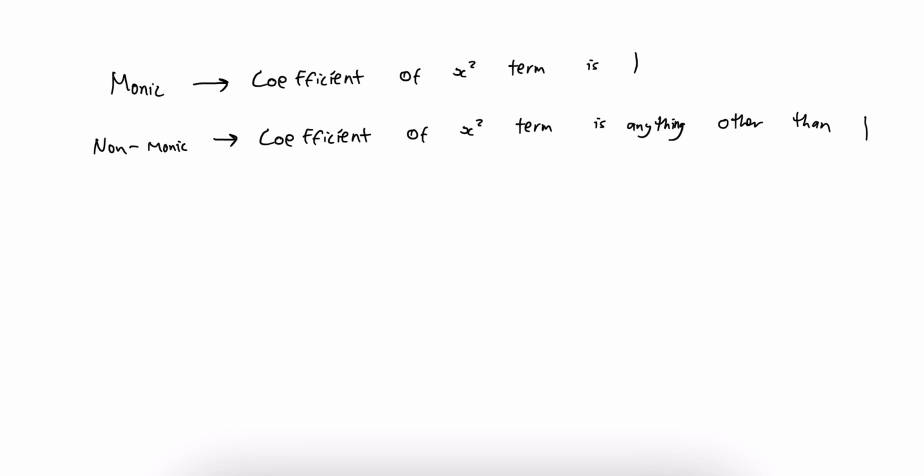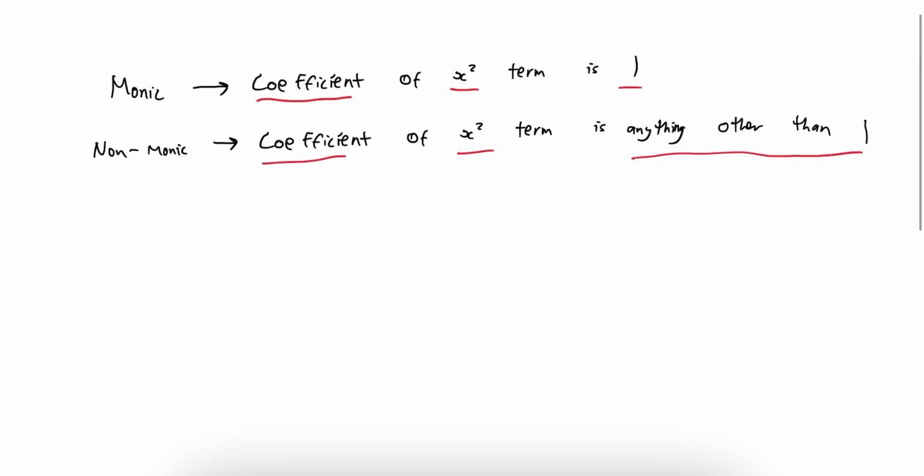Factorize monic and non-monic quadratics. So before we start, we're going to look at what monic and non-monic quadratics are. Monic quadratics are simply quadratics where the coefficient of the x squared term is 1, and non-monic quadratics is where the coefficient of the x squared term is anything other than 1.